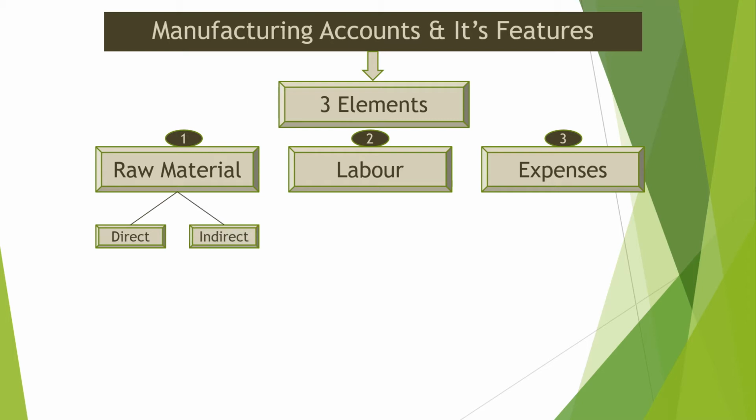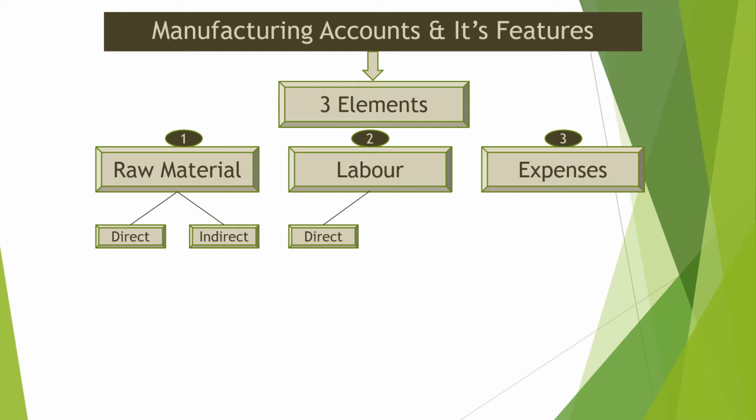Indirect material. Again, the material which is difficult to be identified. As per above examples, the tailor cannot identify the quantity of thread used in the dress. A carpenter cannot trace the number of nails and glue used in furniture making.